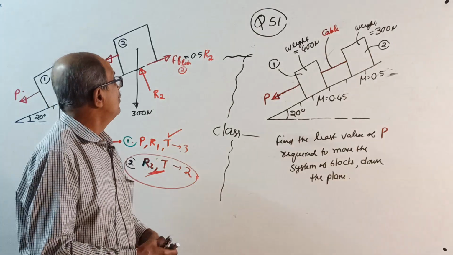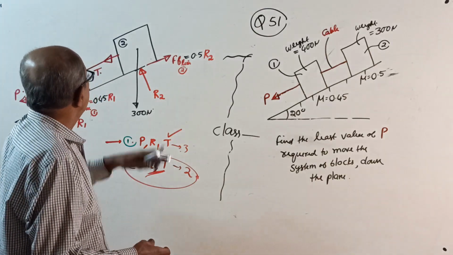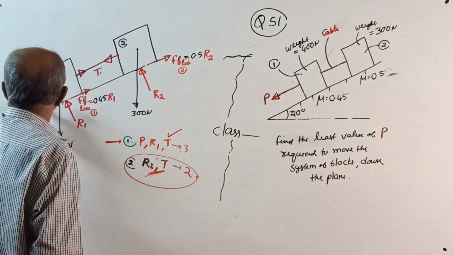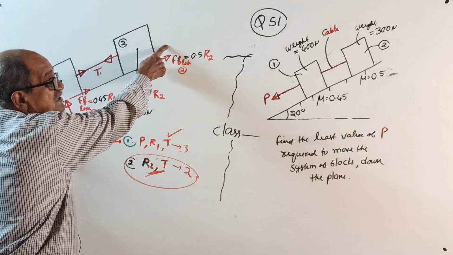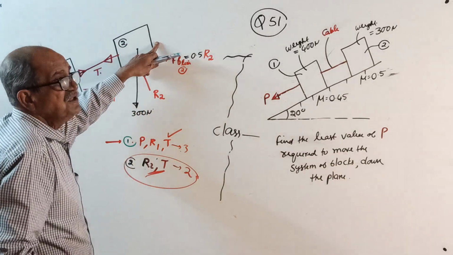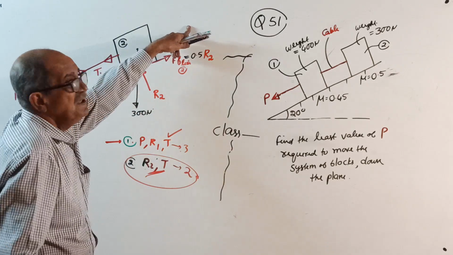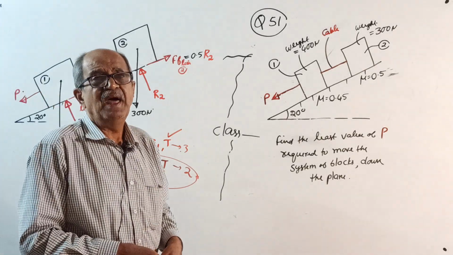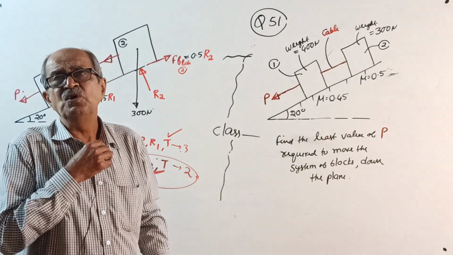So, I am starting now. First equilibrium of block 2, then block 1. Where the unknowns are fewer, start the equilibrium there first. In the previous class question, start from the block where the unknowns are lesser.